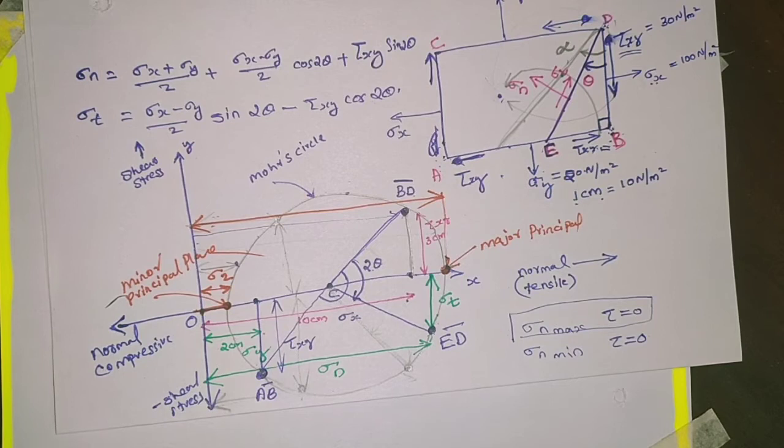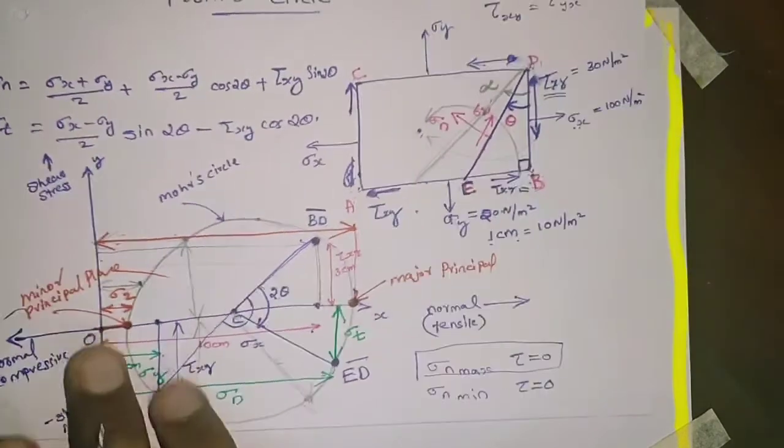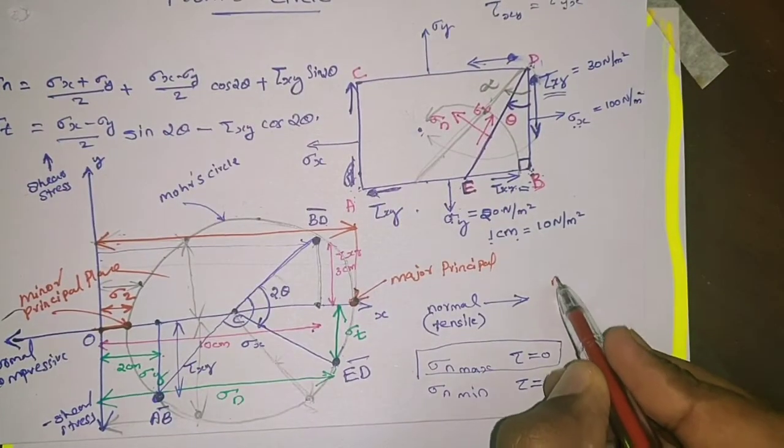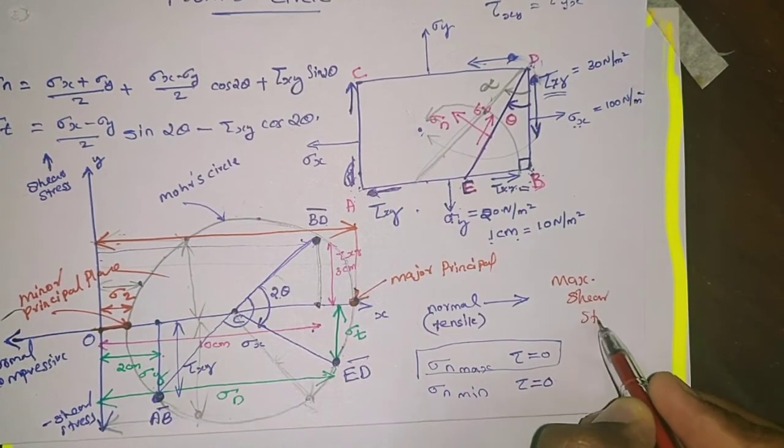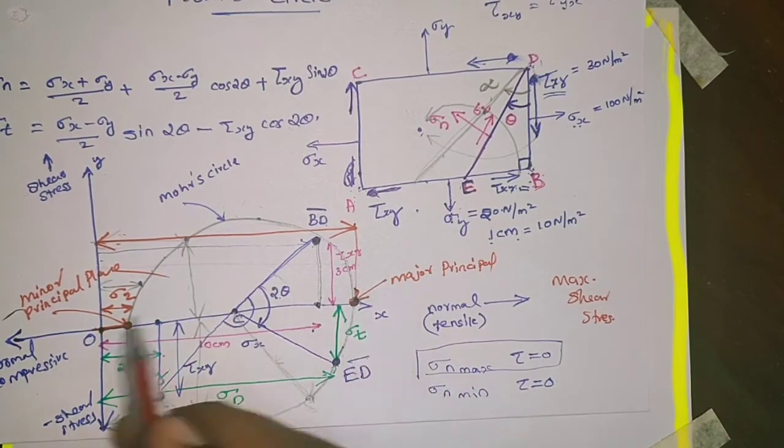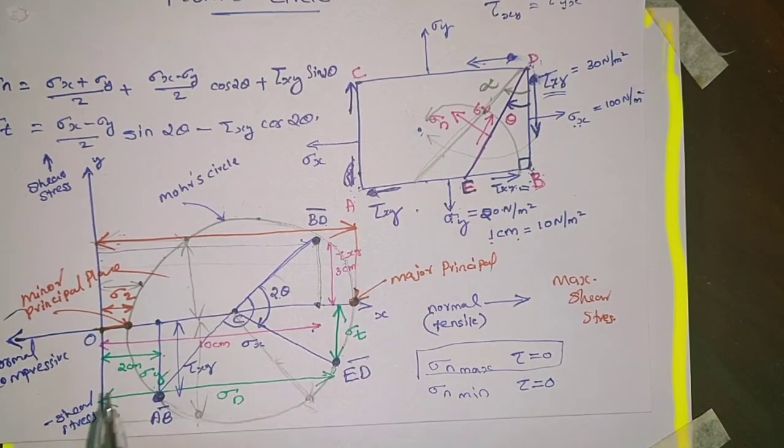And one more thing. What is the maximum shear stress plane? So we got the major principal plane and minor principal plane. We have one more plane. What is that? The maximum shear stress plane. Where is the location of the maximum shear stress plane? On the maximum shear stress plane, shear stress is maximum. That is the condition for the maximum shear stress plane.